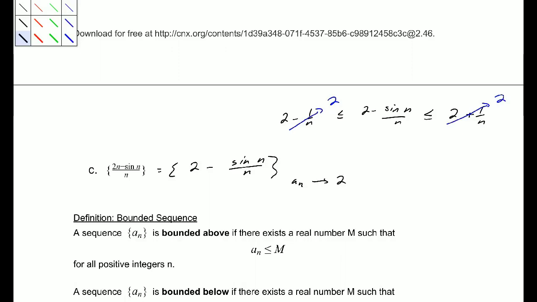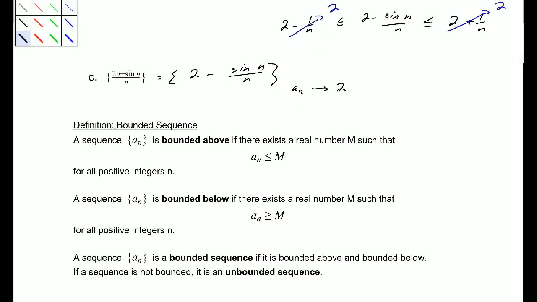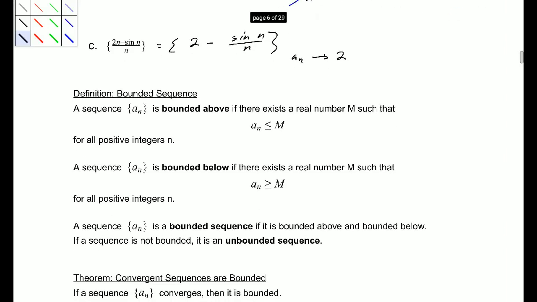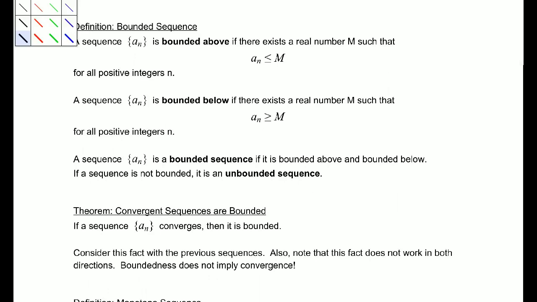Okay, next we have the idea of bounded sequences. A sequence is bounded above if there's a number such that every term of the sequence is less than or equal to that number. Bounded below is the same idea. We have a number that's underneath every term. The sequence is greater than that number for every term. A sequence is a bounded sequence if it's bounded above and below. If it's not bounded, we call it unbounded.